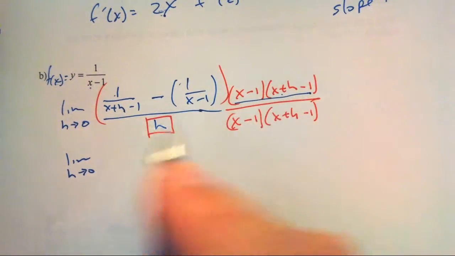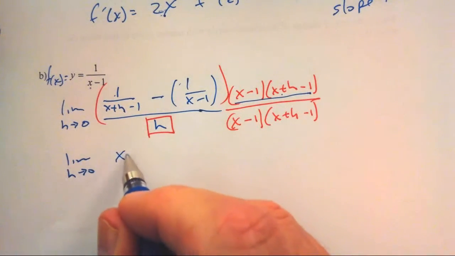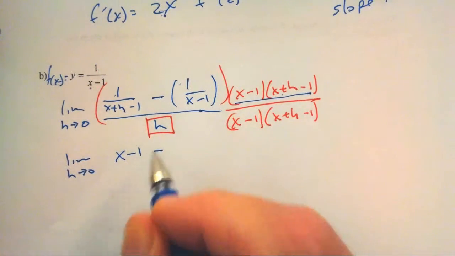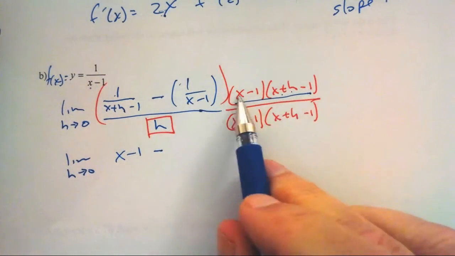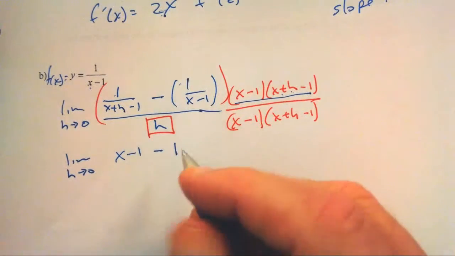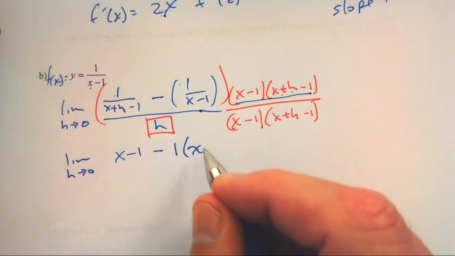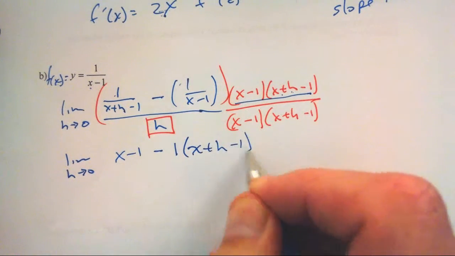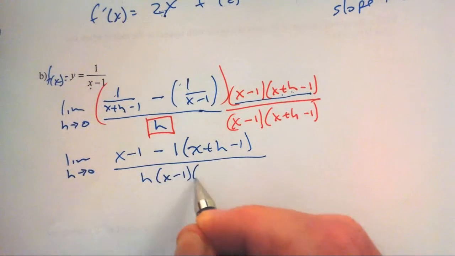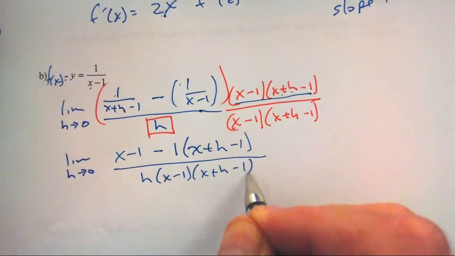x plus h minus 1 cancels, and I get 1 times x minus 1. Minus. Distribute the whole thing to here. The x minus 1 cancels, and I get minus 1. Still, all to be multiplied by x plus h minus 1. All on h times x minus 1 times x plus h minus 1.